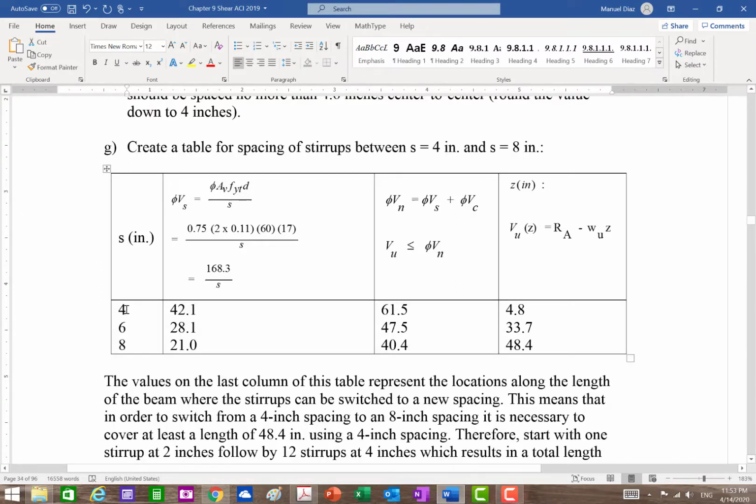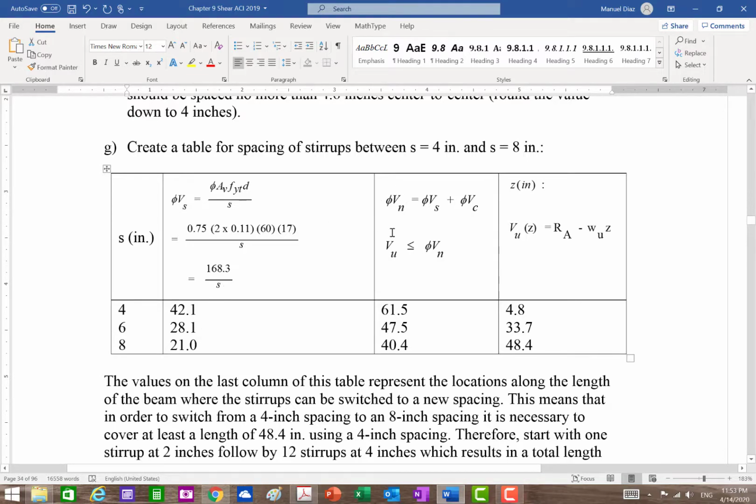So if I use a spacing of 4 inches, the strength provided by the stirrups is 42.1 kips. If I provide the stirrups at 6 inches, my V sub S is 28.1. If I provide the stirrups at 8 inches, the strength of just the stirrups is 21. Okay? So this gives me the strength provided by just the stirrups.